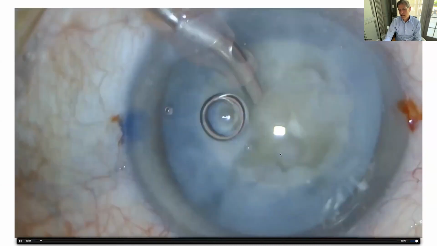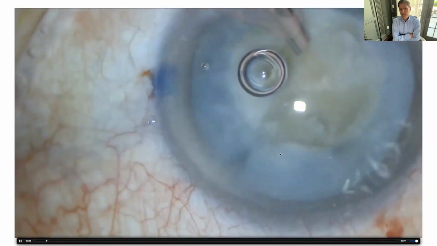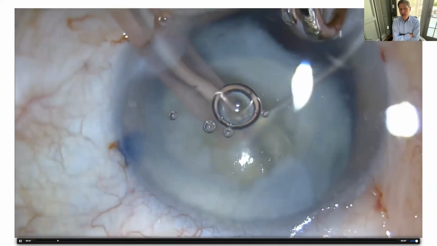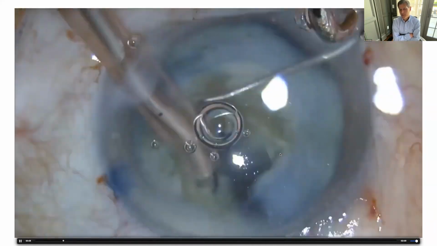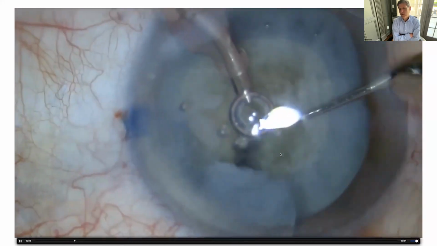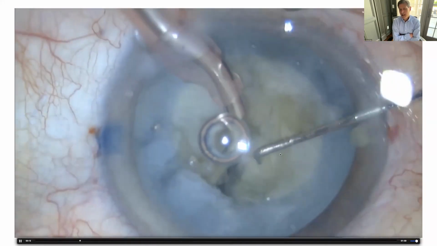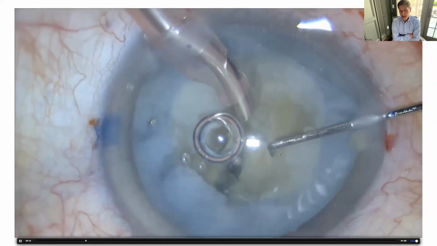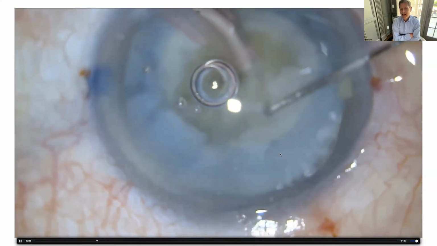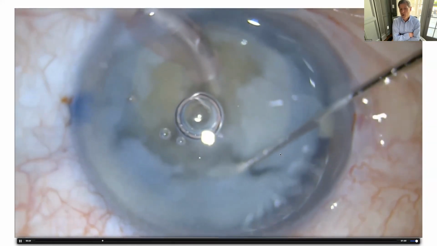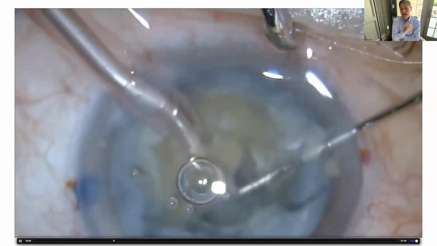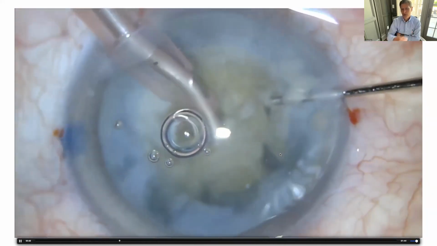The technique that I use with these dense nuclei is a horizontal chop. As you can see, I've removed the cortex and I embed myself in the nucleus, and we can see how I'm able to chop it into different pieces. Here I'm embedding, again, using low flow. We don't want to repel the segments, we just want to keep them there, and we're able to emulsify.